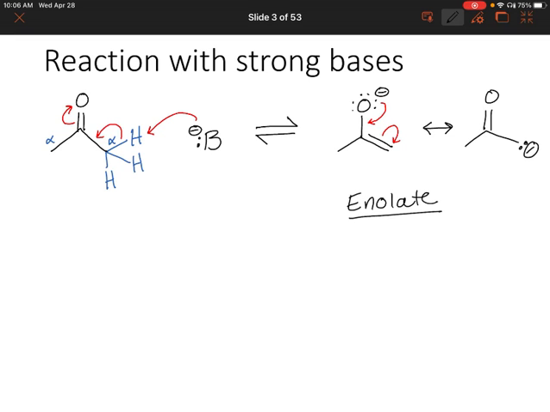So now the alpha carbon has a negative charge instead of the oxygen. But the hybrid structure here of this conjugate base will be really stable because of these resonance structures. Now, which of those resonance structures would be the major resonance structure?